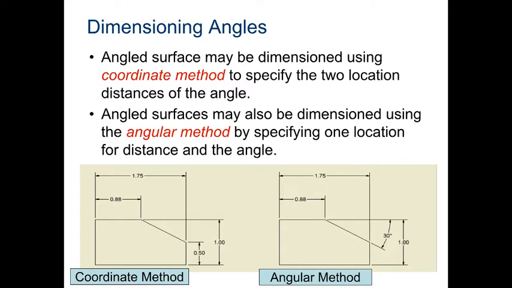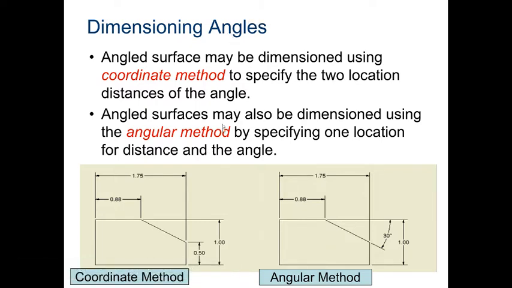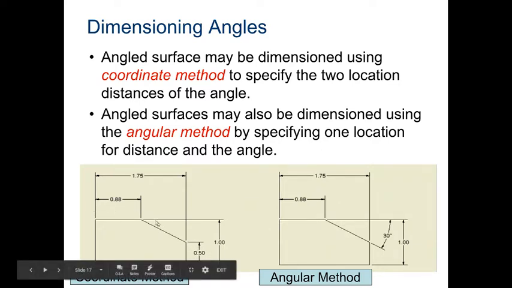So, coordinate and angular. Coordinate method, and I'm just going to show you down here. Coordinate method is using points that basically coordinate where this angle is at. Coordinate method and angular method just talk about angles in general. If you look at the bottom left one, it's the coordinate method. They identified this dimension, and they identified this dimension, and then they just connect the dots. They didn't even measure the angle. In the angular method, they actually measure the angle. They still reference one of the points, but then they just measure the angle itself.